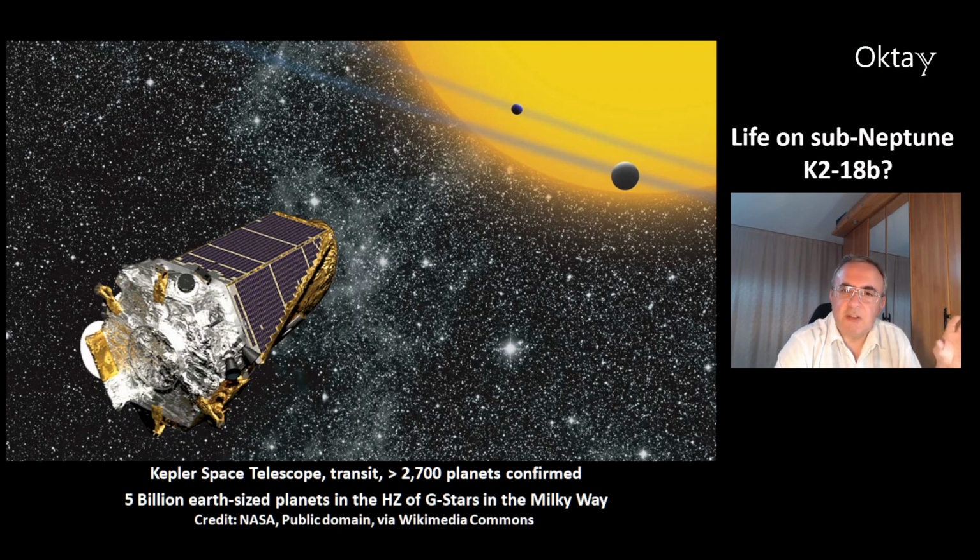The Kepler Space Telescope and the follow-up missions found over 2,700 planets. And thanks to the Kepler Space Telescope, we now know that there are 5 billion Earth-sized planets in the habitable zone of a G-type star, like the Sun, in the Milky Way.